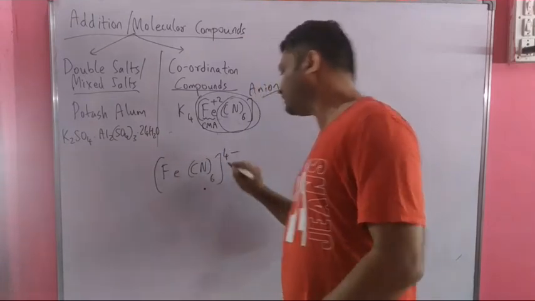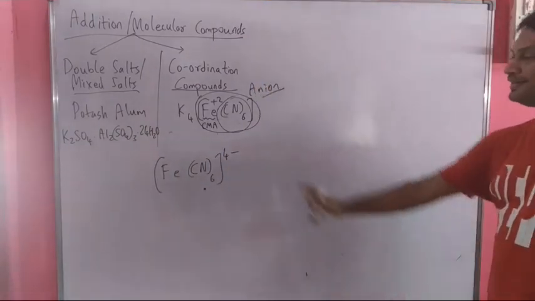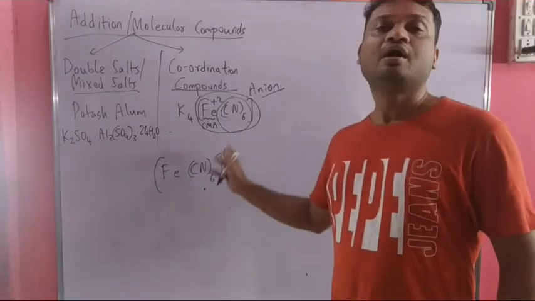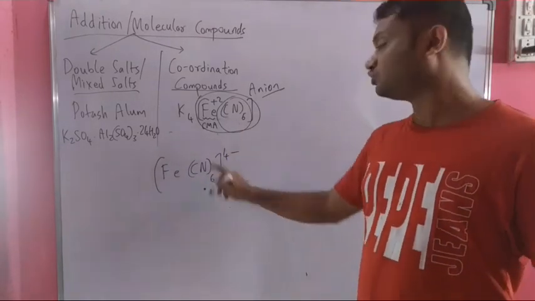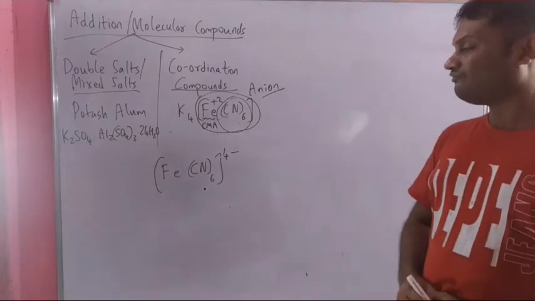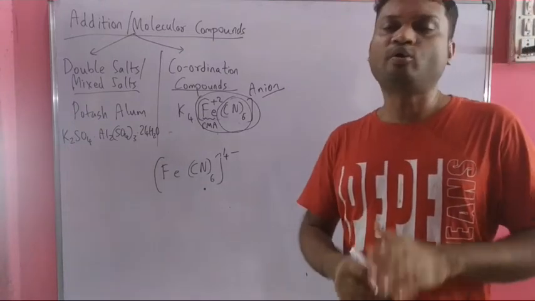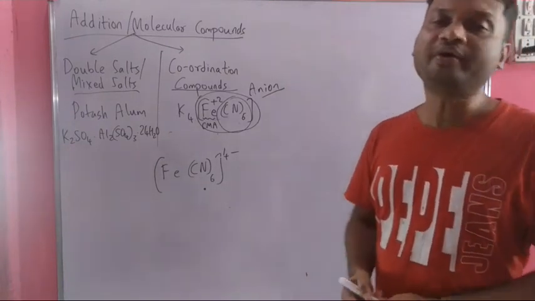So our coordination compound in this case is K4[Fe(CN)6], and in it the part which has coordinate bond is this part, [Fe(CN)6] raised to 4-, -4 charge on this species. So why it is a coordination compound? For that, let us understand in more detail.